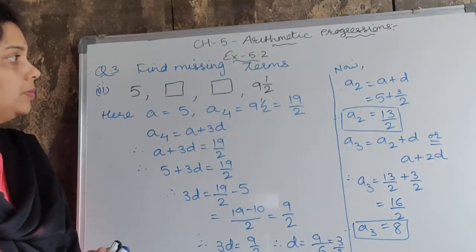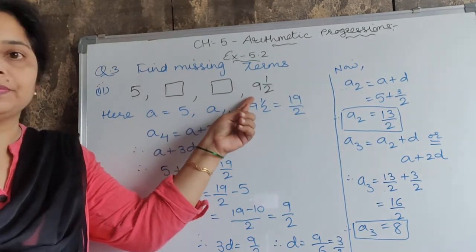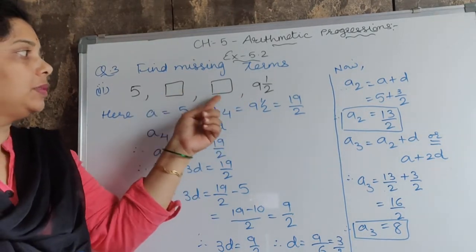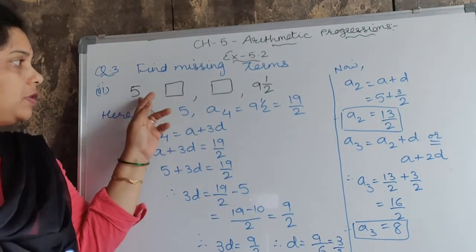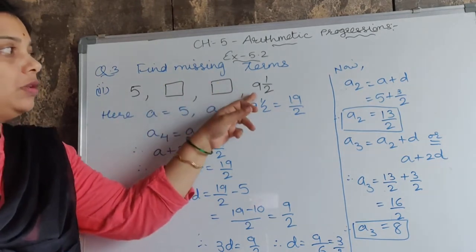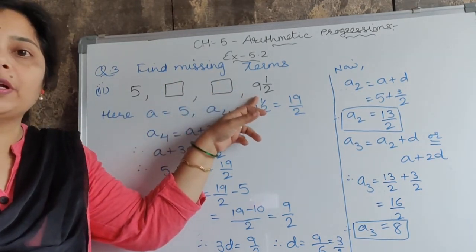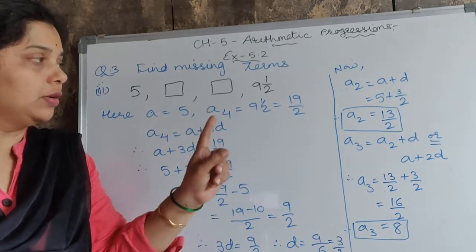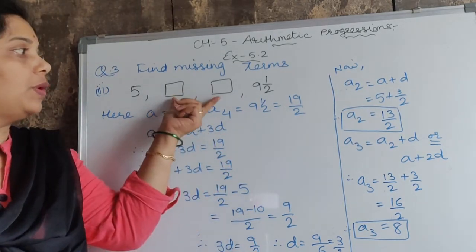Next one, the third one. The first and last terms are given. The second term and third term are not given. This is the first, this is the fourth. So by using the fourth one, we are going to find the value of A and the value of D, to get the values of A2 and A3.